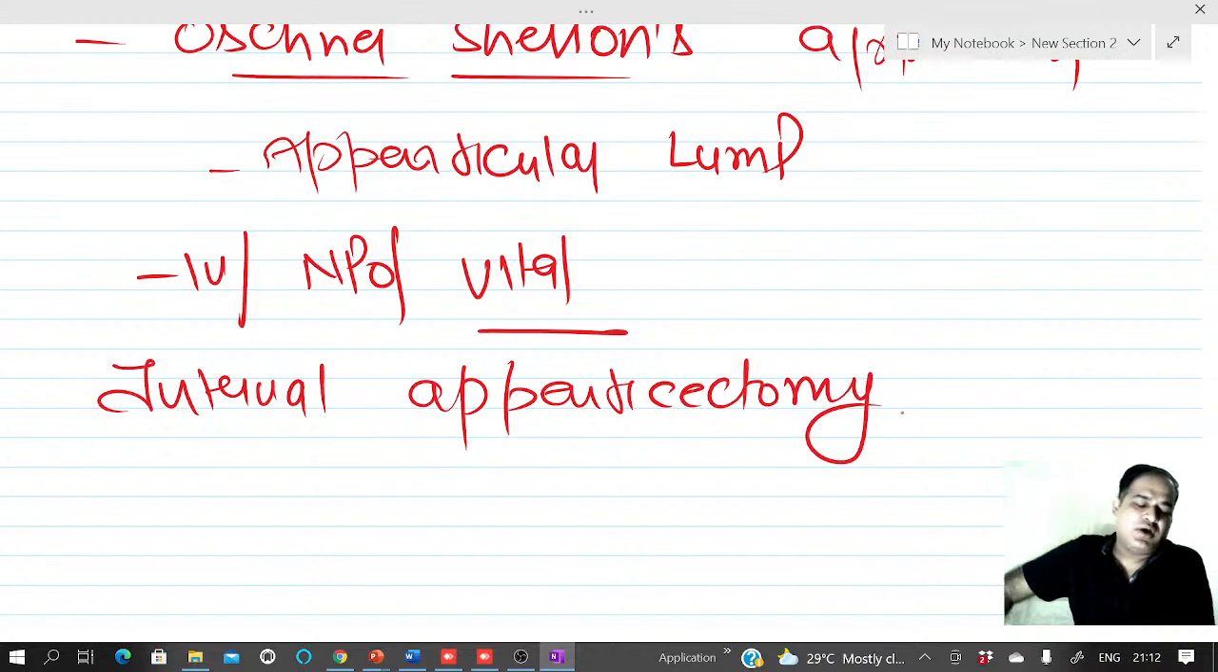They will ask you the different signs. They will ask you Murphy's triad. They will ask you about migratory pain. Fine. They will ask you the name of the incision. They will ask you what is the preferred surgery.